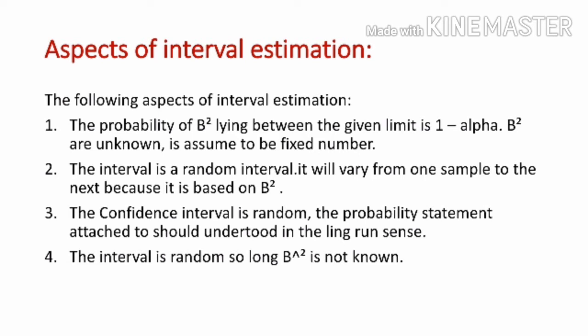The confidence interval is random. The probability statement attached to it should be understood in the long run sense. The interval is random so long as beta 2 hat is not known.